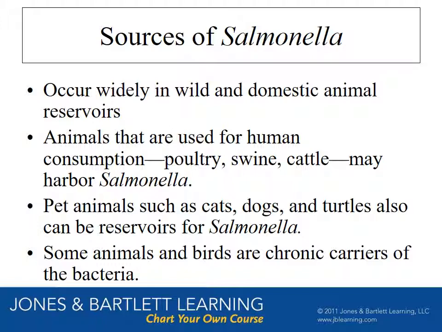Sources are broad. There's wild and domestic animal reservoirs. Of course, chicken are a major example. Animals that are used for human consumption, poultry, swine, cattle, pets, not just traditional domestic pets, but one source we've found commonly that can transmit salmonella to humans is turtles or other reptiles. And some are chronic carriers of the disease.